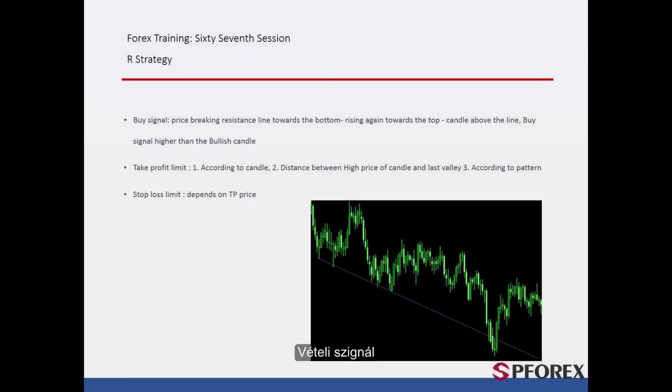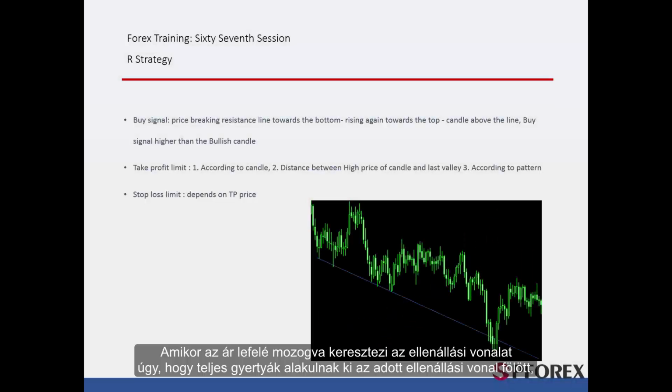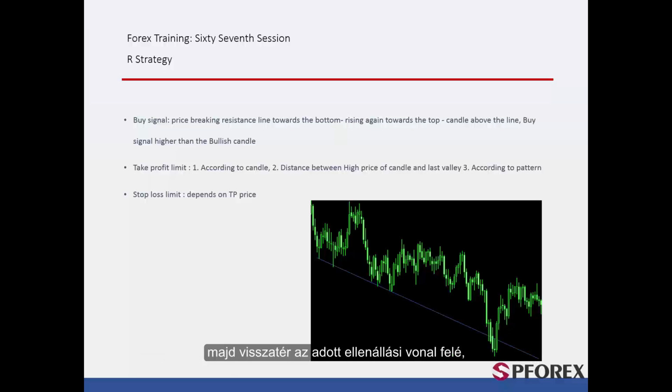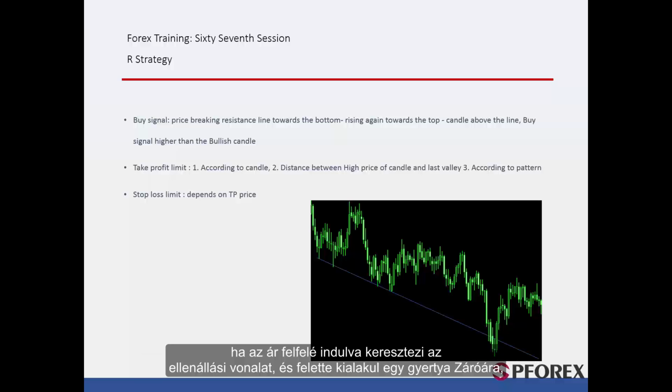Buy signal. When price passes the resistance line towards the bottom with complete candles under the resistance line, and then returns to the given resistance line, if price crosses the resistance line towards the top and the close price of a candle forms above this line, then a buy signal would be generated after the price goes higher than the high price of that candle.